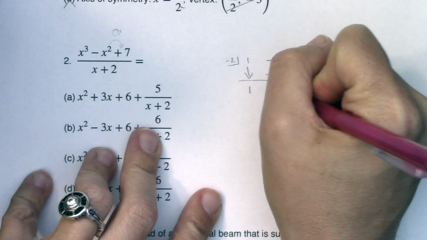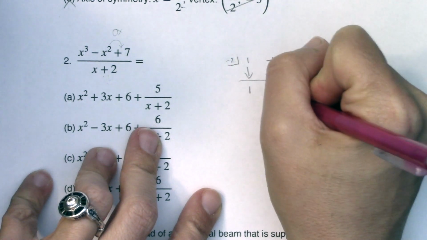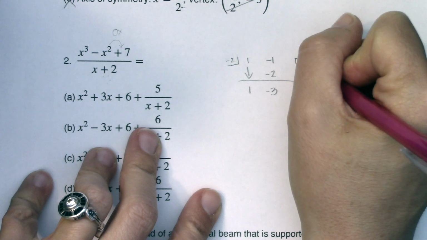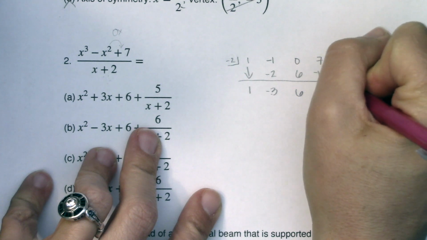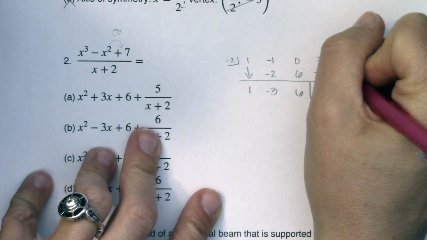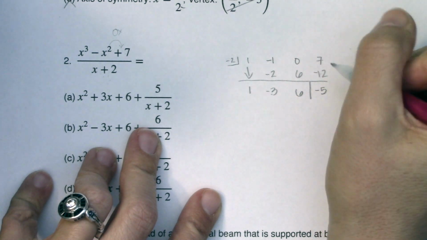Negative 1 minus 2 is negative 3. Negative 2 times negative 3 is 6. 0 plus 6 is 6. Negative 2 times 6 is negative 12. So that makes my remainder, 7 minus 12, negative 5.